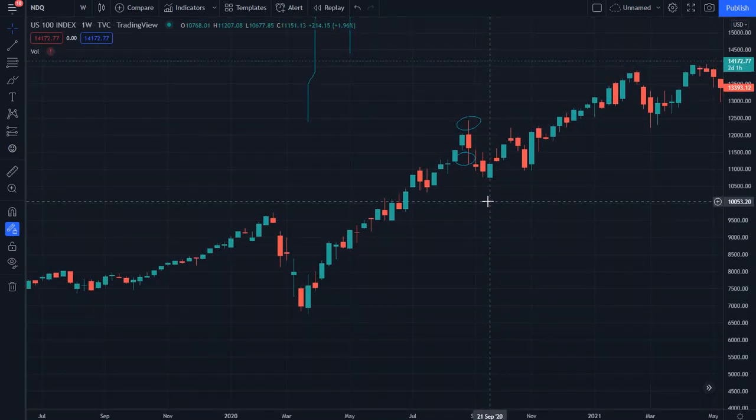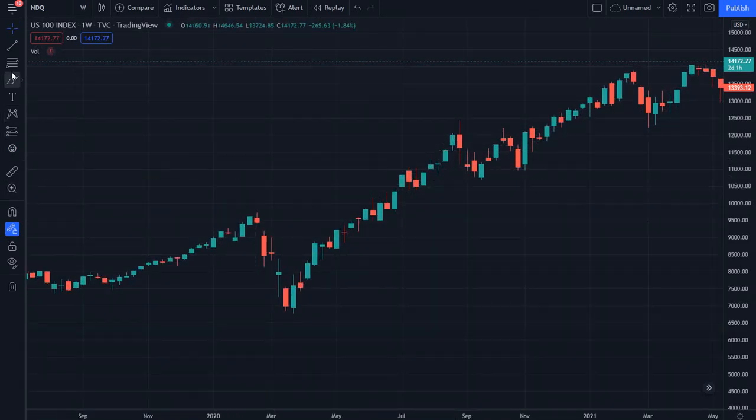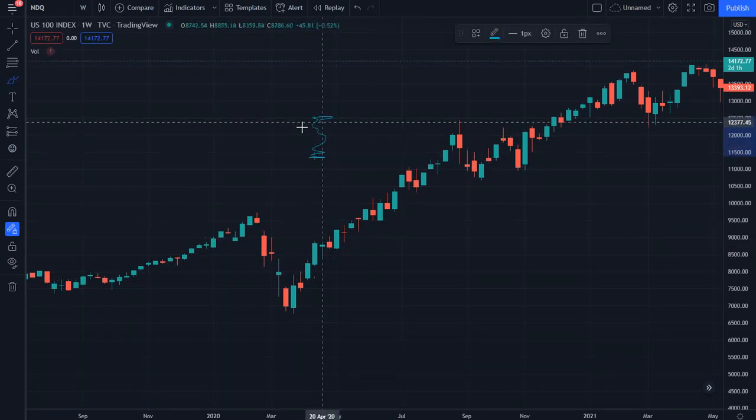Alright, let's take a look at what we can do now. Let me delete this again. So open and close. The green candle always opens from the bottom and then gets filled all the way to the top. Okay, sorry, that's wrong.